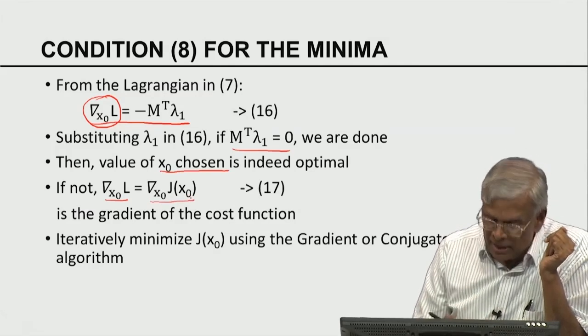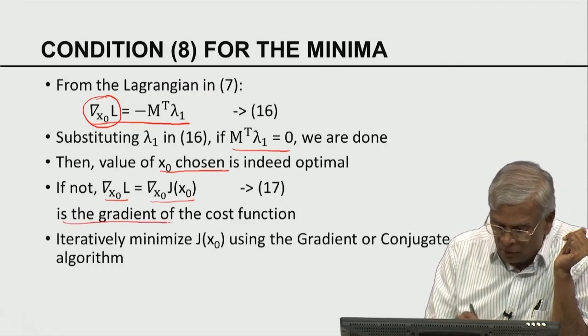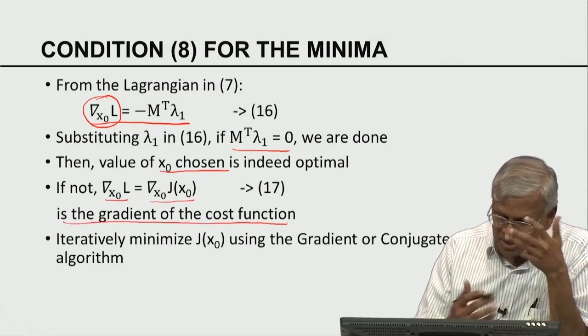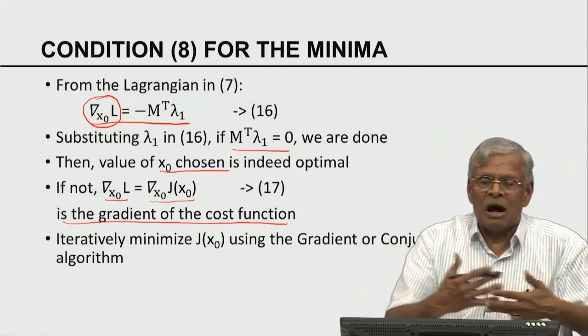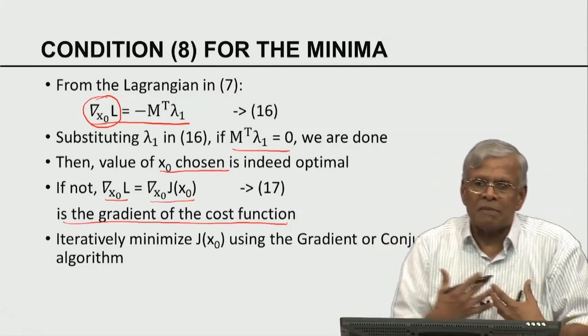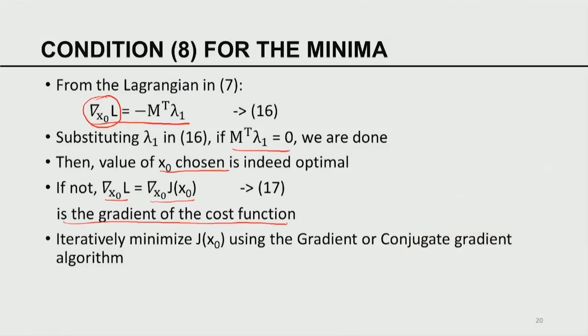I have computed the gradient of the cost function using the adjoint method. Once I have the gradient, what do I need to do? I can utilize either the gradient method or the conjugate gradient method to minimize it. Gradient method and conjugate gradient methods we have already talked about in the previous modules, so we are not going to repeat those things. The emphasis here is computing the gradient of the cost function using the forward run of the model and the backward run of the adjoint.